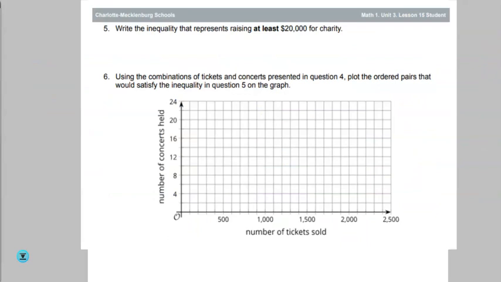So, moving on to number 5, what's the inequality to raise at least? So you would say that $25 for every ticket minus the $12.50, oh, that was T, for every concert has to be at least, which means that you have to be greater than or equal to that amount. At least is greater than or equal to the $20,000.